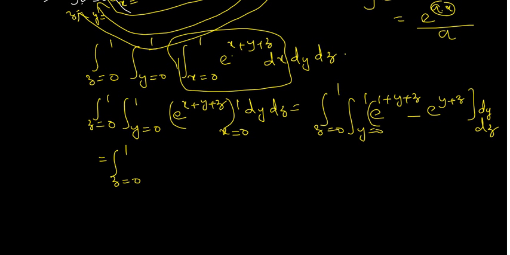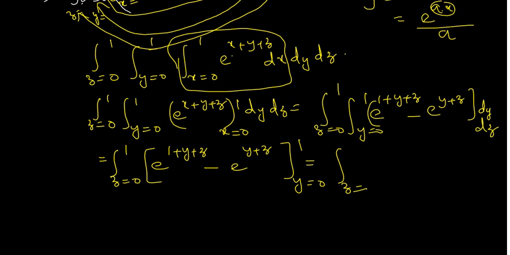Then integrate with respect to y. The integral of e raised to 1 plus y plus z is e raised to 1 plus y plus z. Again the coefficient of y is 1, so dividing by 1 is not needed. Minus, what's the integral of e raised to y plus z? e raised to y plus z itself. Here also the coefficient is 1. And put the limit for y from 0 to 1, with z from 0 to 1.